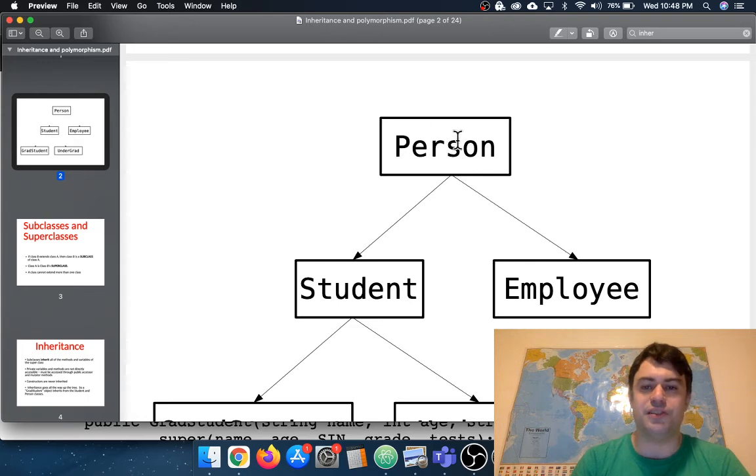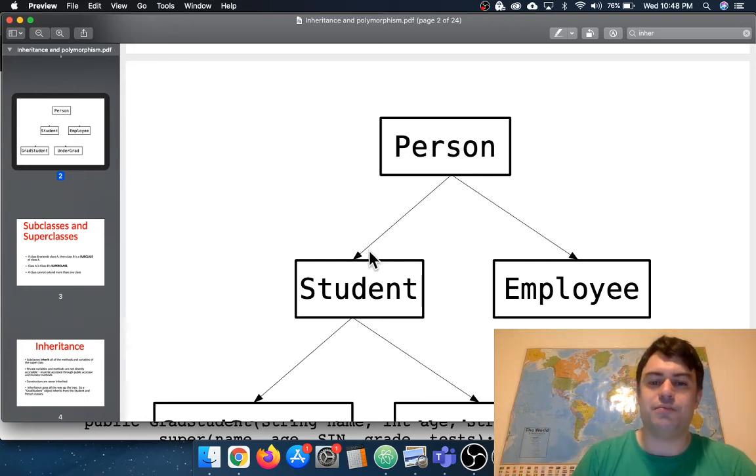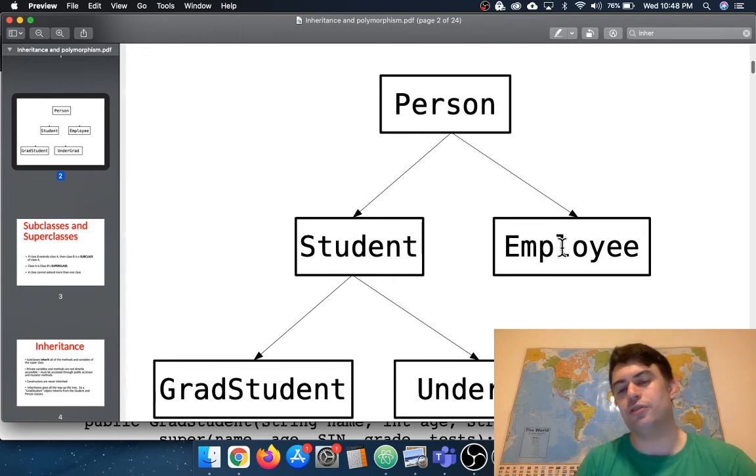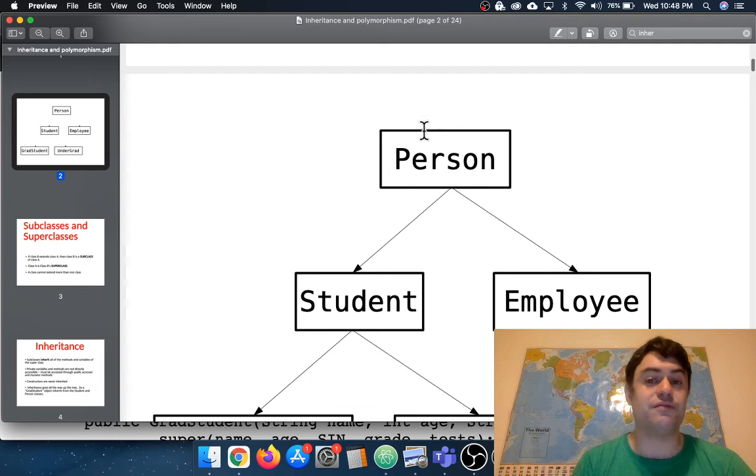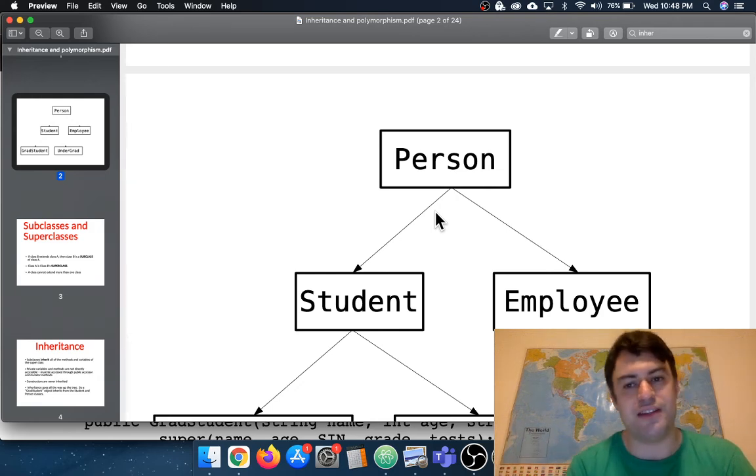So for example, in the person class, maybe there's going to be all sorts of different types of people being tracked. You don't have to program a name field for your employee and your student and your grad student, your undergrad student. Name is just defined in person, and anything that extends person or extends something that extends person, ad infinitum, is going to have that string for name. You don't have to program it over and over again.